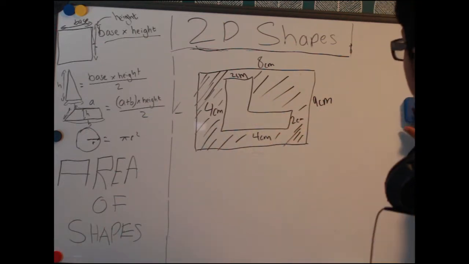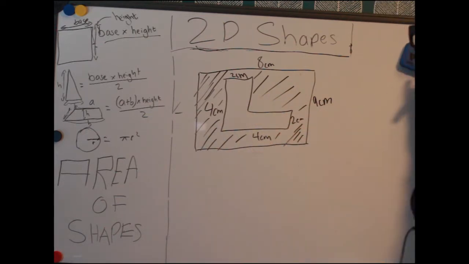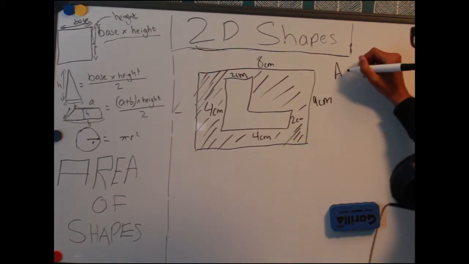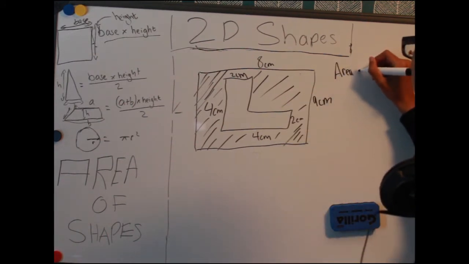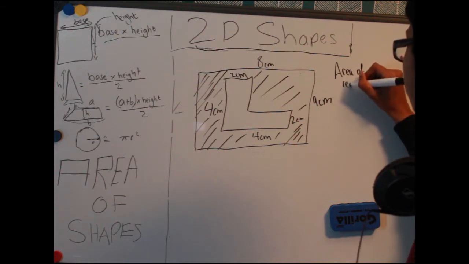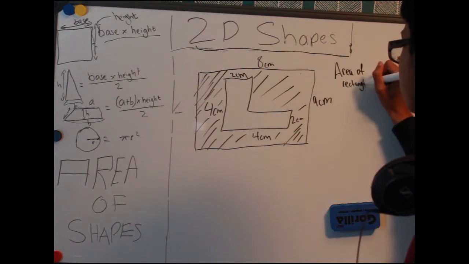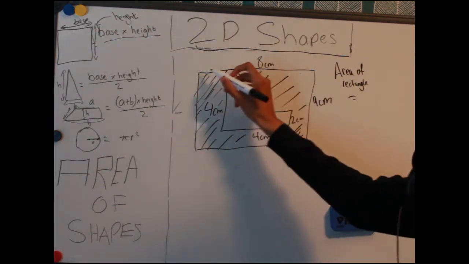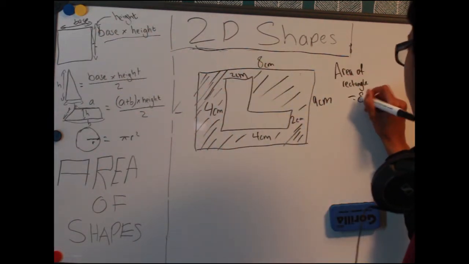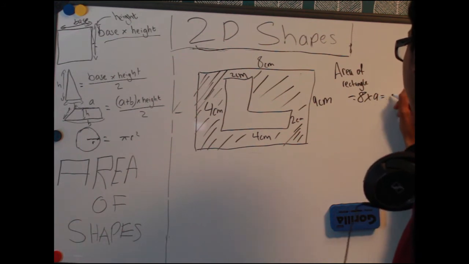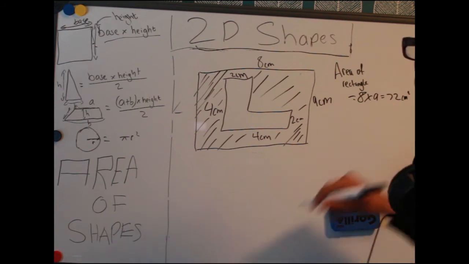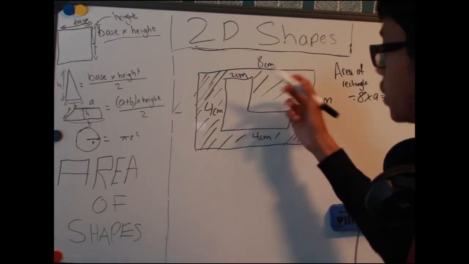Alright, so the question here would be, find the area of the shaded region. Now, there's one common way that people like to approach this type of question. Firstly, I'll find the area of the big rectangle, which is equal to base times height, 8 times 9, which is equal to 72 centimeters squared. Now, to find the area of this shape, it's a compound shape.